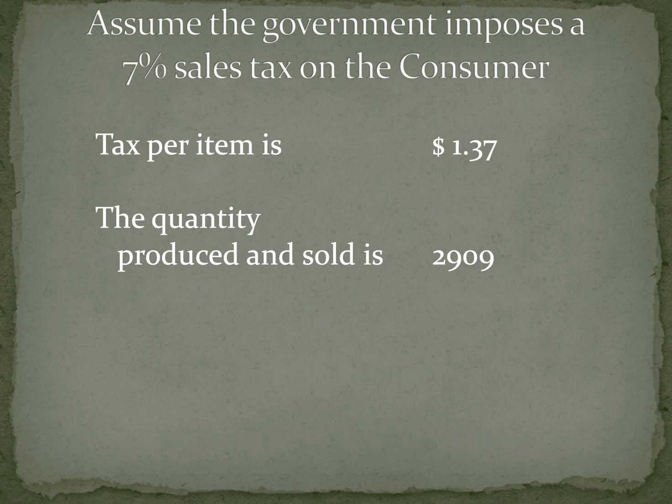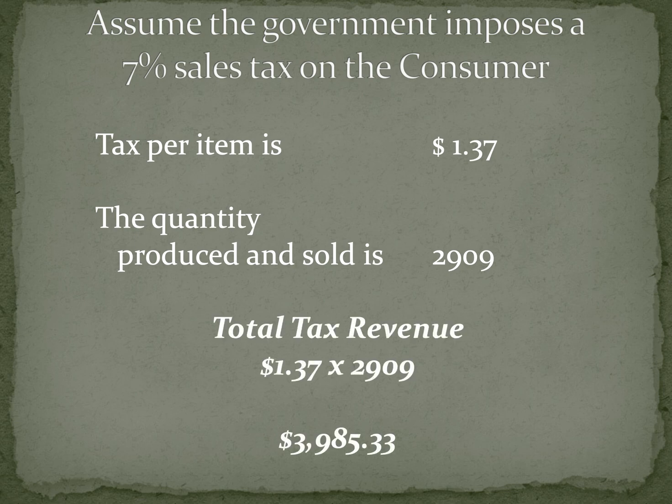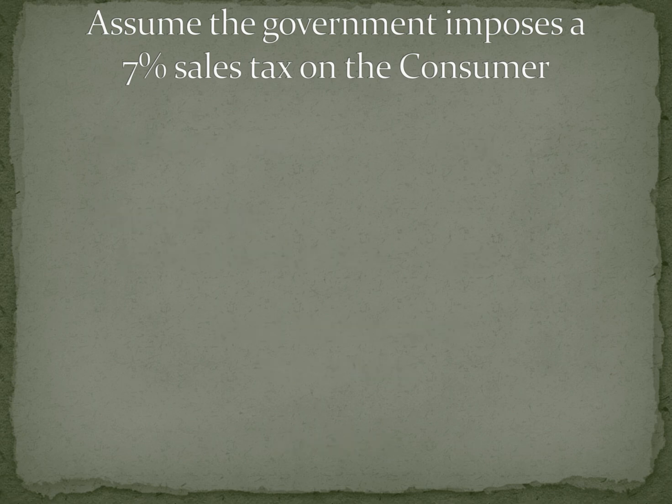So the tax per item is $1.37. The quantity now produced and sold is 2,909 units. So if we think about the revenue generated from this tax, if they sell 2,909 units and receive a tax of $1.37 for each unit sold, the tax revenue now is $3,985.33. So this is an example of a percent tax on the consumer.